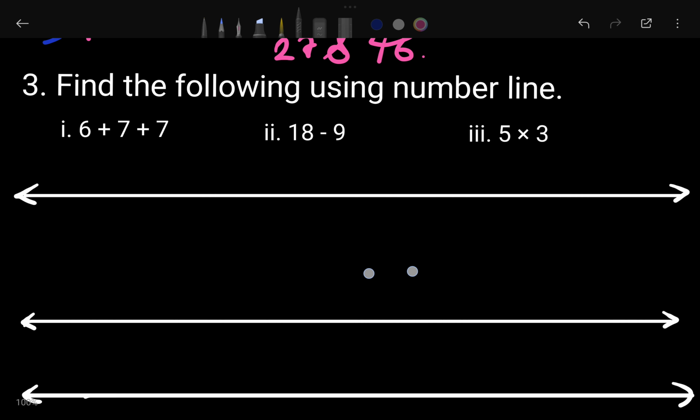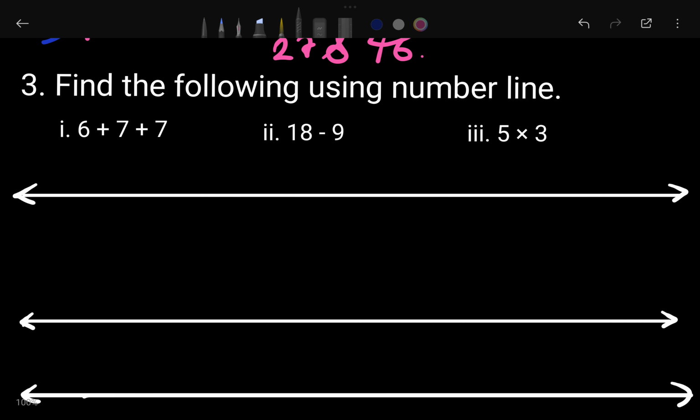Now let's come here. The first question is to find the following on the number line. How will we find it? If you add 6 plus 7, it is 13. Then 13 plus 7, it is totally 20. So how will we represent 20? We first add and write 20. If you add, it will be 20. If you subtract, it is going to be 9. 18 minus 9, it is 9 only. 5 times 3 is 15.